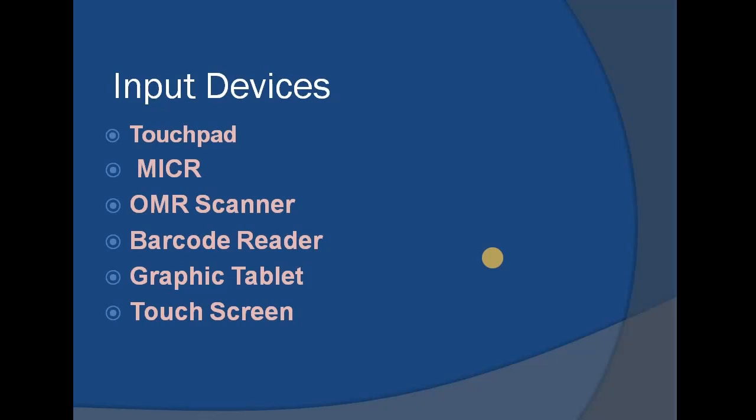In the previous class we have discussed some of the basic important input devices like keyboard, mouse and scanner. Apart from that, we have a few different input devices which are widely used in industries, like the OMR scanner, barcode reader, touchscreen, MICR.